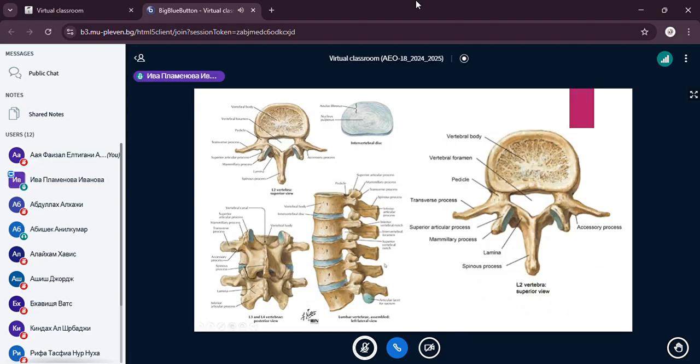And you can see here, from L1 to L5, that's the body. Between the bodies of the vertebrae is located the intervertebral disc. This is the inferior vertebral notch of L1. That's the superior vertebral notch of L2. And between them is foramen intervertebrale. These are the spinous processes. Of course, the transverse process, mammillary process, and superior articular process. That's the inferior.